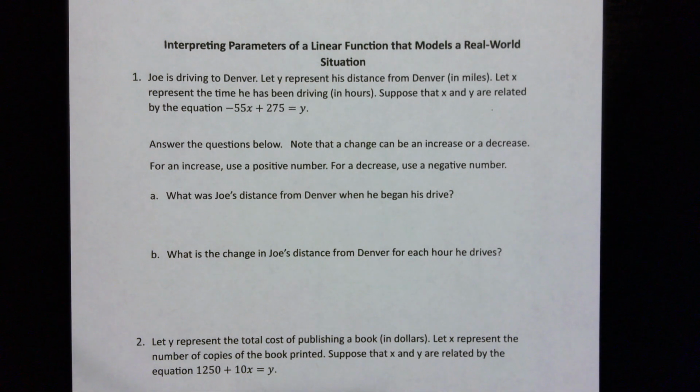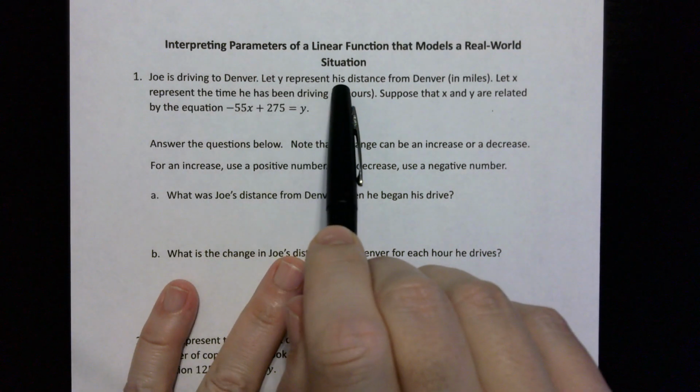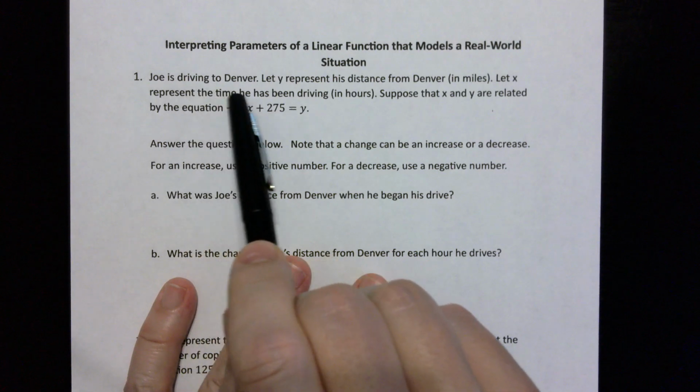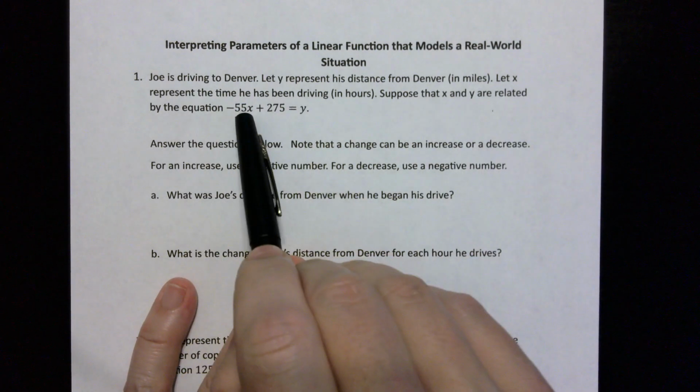In this video, we will be interpreting parameters of a linear function that models a real-world situation. Joe is driving to Denver. Let y represent his distance from Denver in miles. Let x represent the time he has been driving in hours. Suppose that x and y are related by this equation.